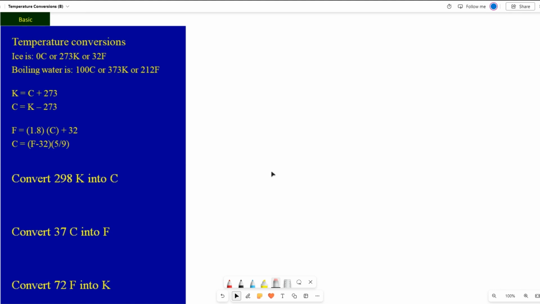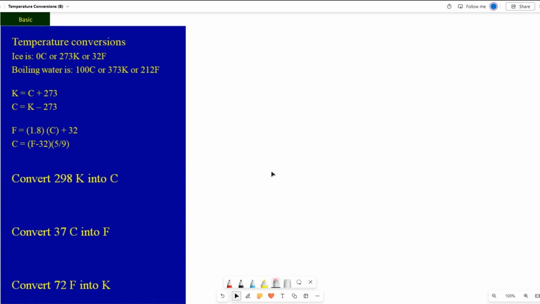Hello, fellow chemists. In this video, we're going to take a look at temperature conversions and go through how to convert between Celsius, Kelvin, and Fahrenheit. This is labeled as a basic video because there is no background information that is necessary for you to understand any of the problems that we're going through on this slide.